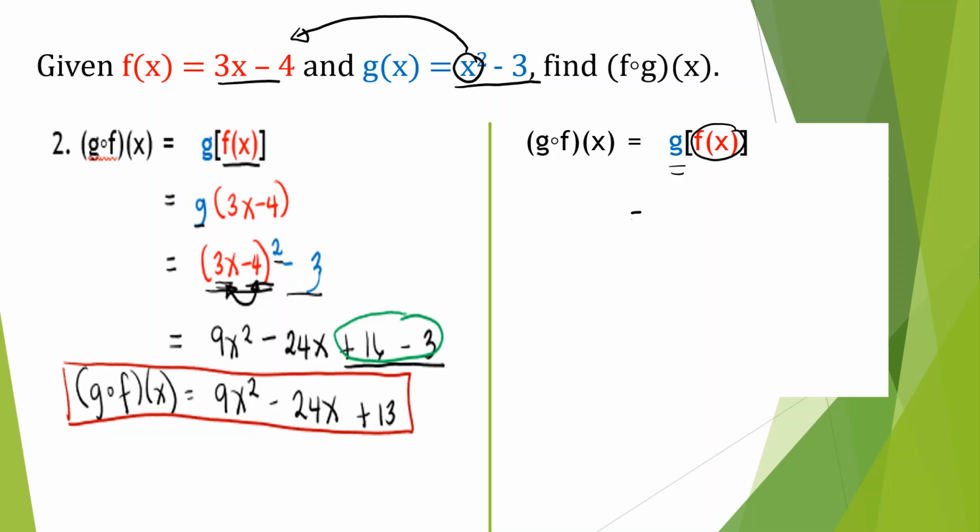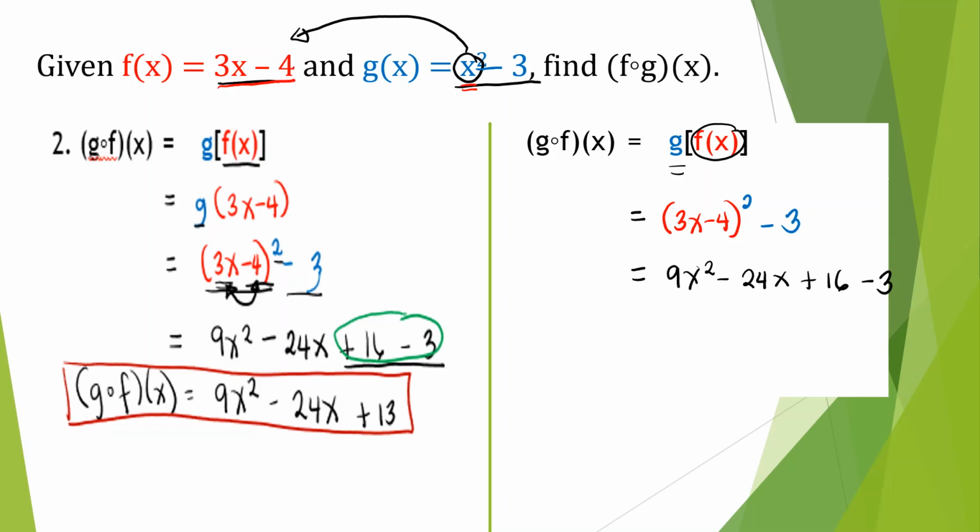So this one will become, so x is 3x minus 4. So we have the quantity 3x minus 4. Then we continue with g of x. So we have the square of x minus 3. Let us get the square of 3x minus 4, which is 9x squared minus 24x plus 16. This one was discussed a while ago, minus 3.